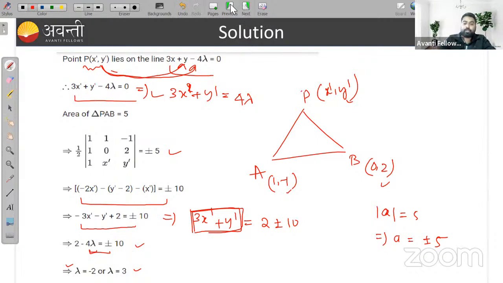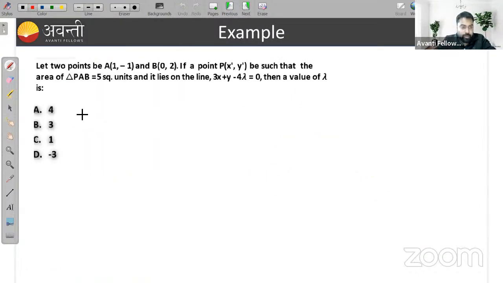Those are -2 and 3, which is available in option B. So option B is the correct answer. I hope this is clear to everyone. Option B is the correct one. Is that clear to everyone, guys?